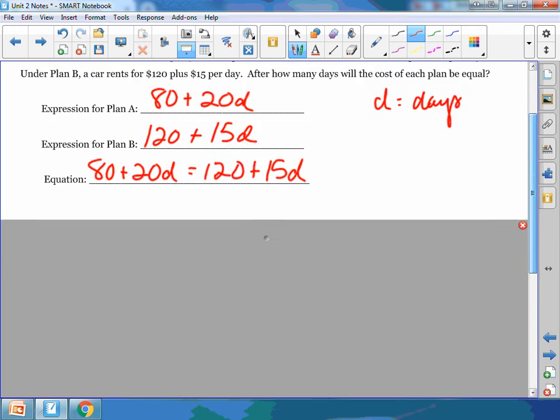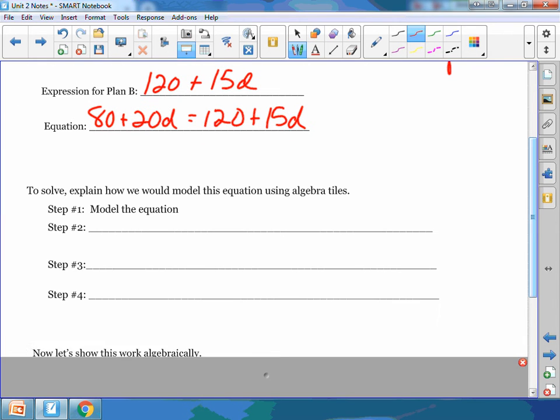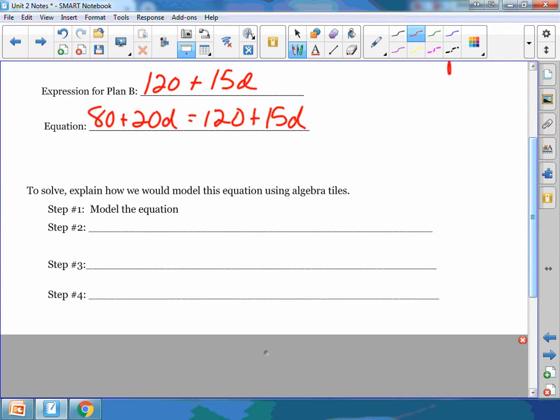Like, if I want, and I'm going to go step by step. It says to model this. We're not going to do that. But in these places here, I'm going to write down the steps that you're going to be doing. Okay? So step number 2, after you model it, what would you suggest? What do you think, Finn? All right, so he's saying subtract 80 from each side. Yeah. So from both sides.